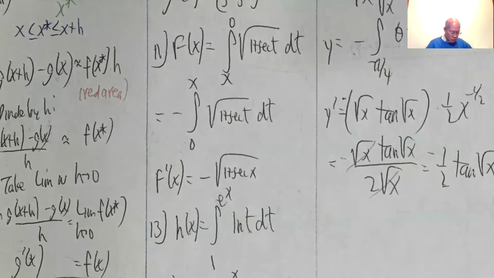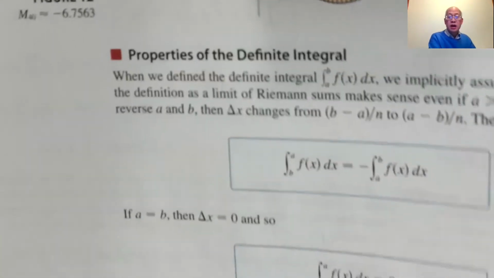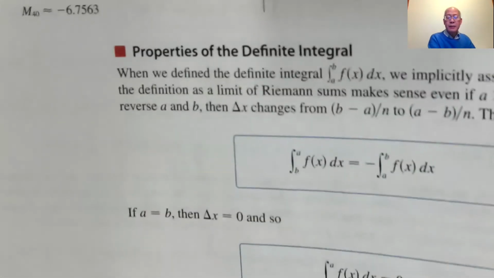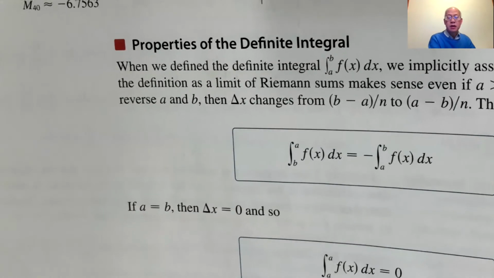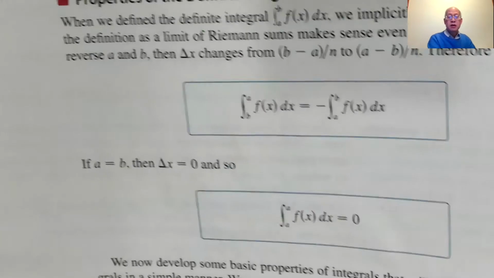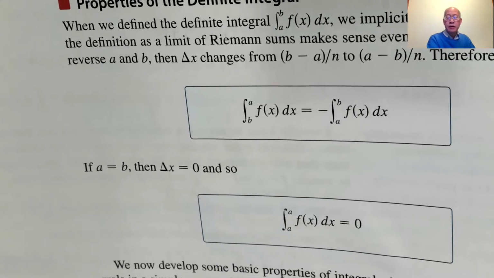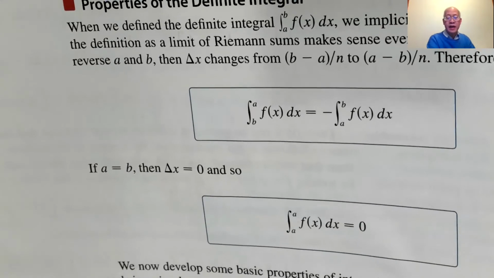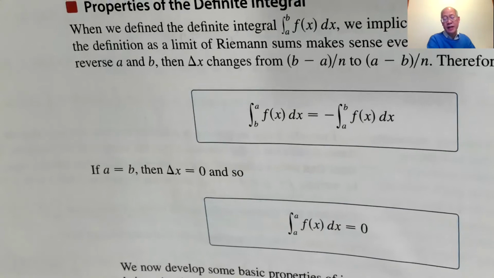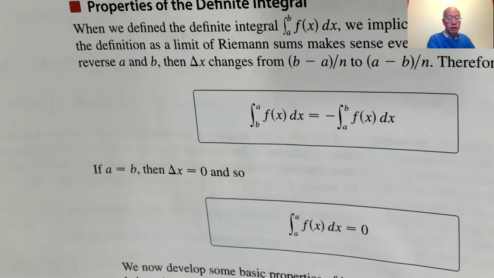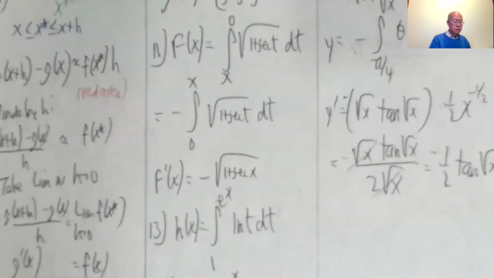So I'm going to rehash that idea for you. On page 385, the integral from b to a is the opposite of the integral from a to b. And I'm using that property below that. The integral from a to a: how much area is there if I start at a and end at a? 0. There's no area there at all.